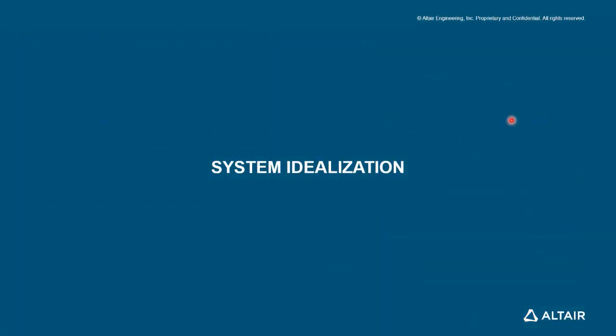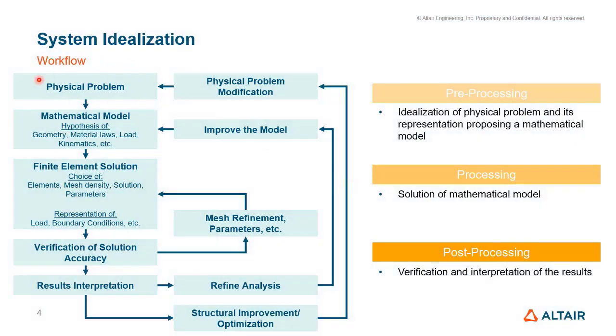All right, so talking about the finite element method, the first thing that comes into my mind is how to define precisely a finite element model. And for that, we begin with the system idealization, which is simply going from your physical problem as the suspension system that we had in the previous slide. And with that physical problem, we want to build a mathematical model to represent the behavior of that physical problem. To build that mathematical model, we need to add some hypotheses to it, such as what is the geometry, what are the material laws, what are the loads, and the kinematics.